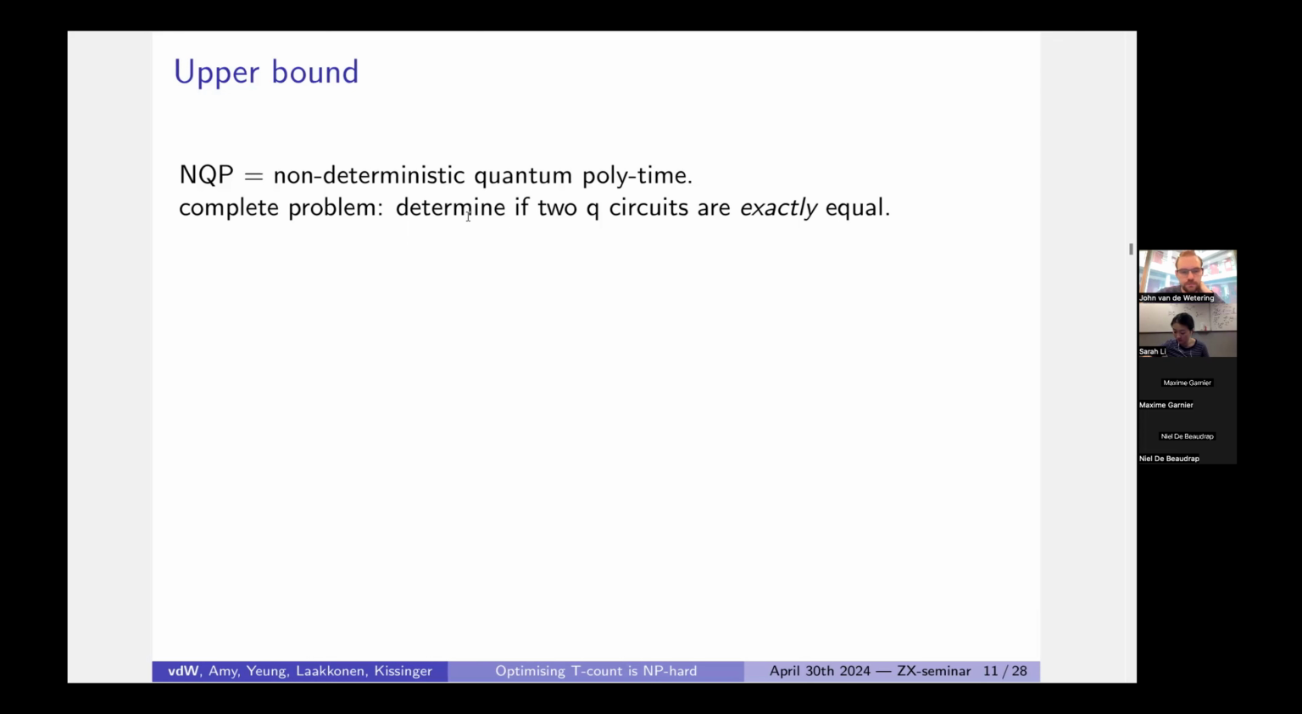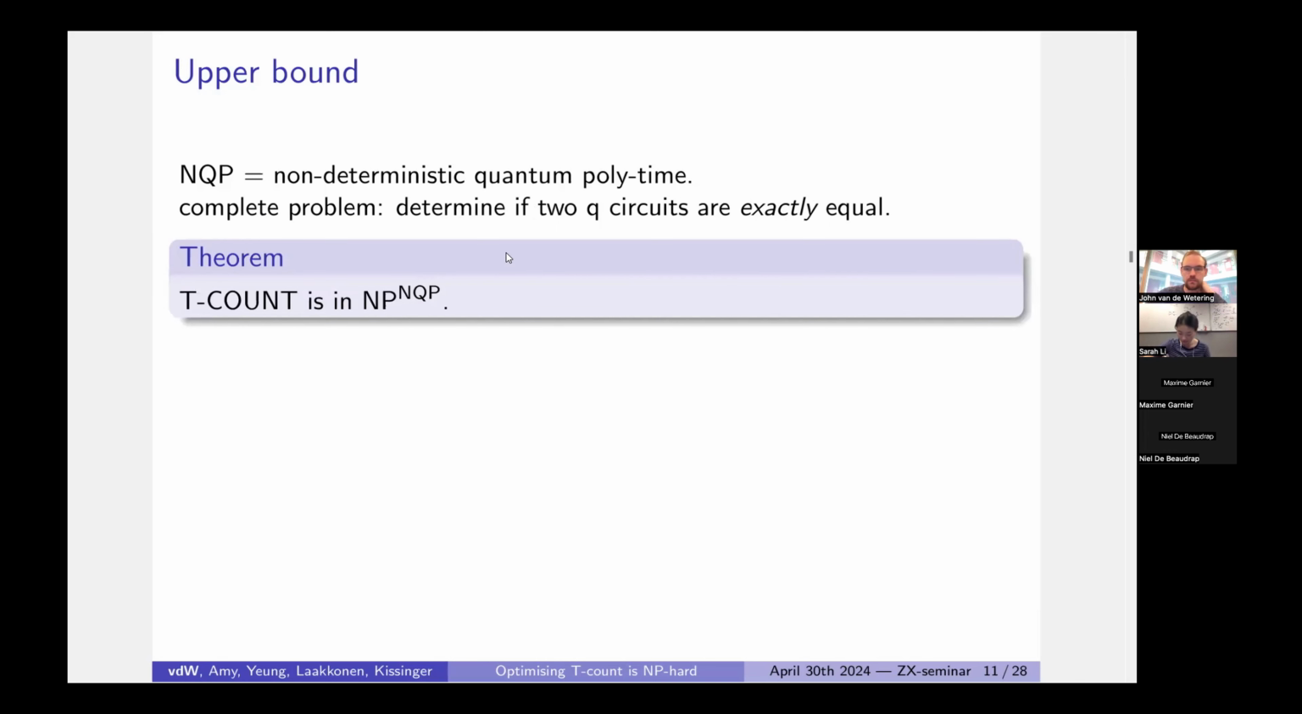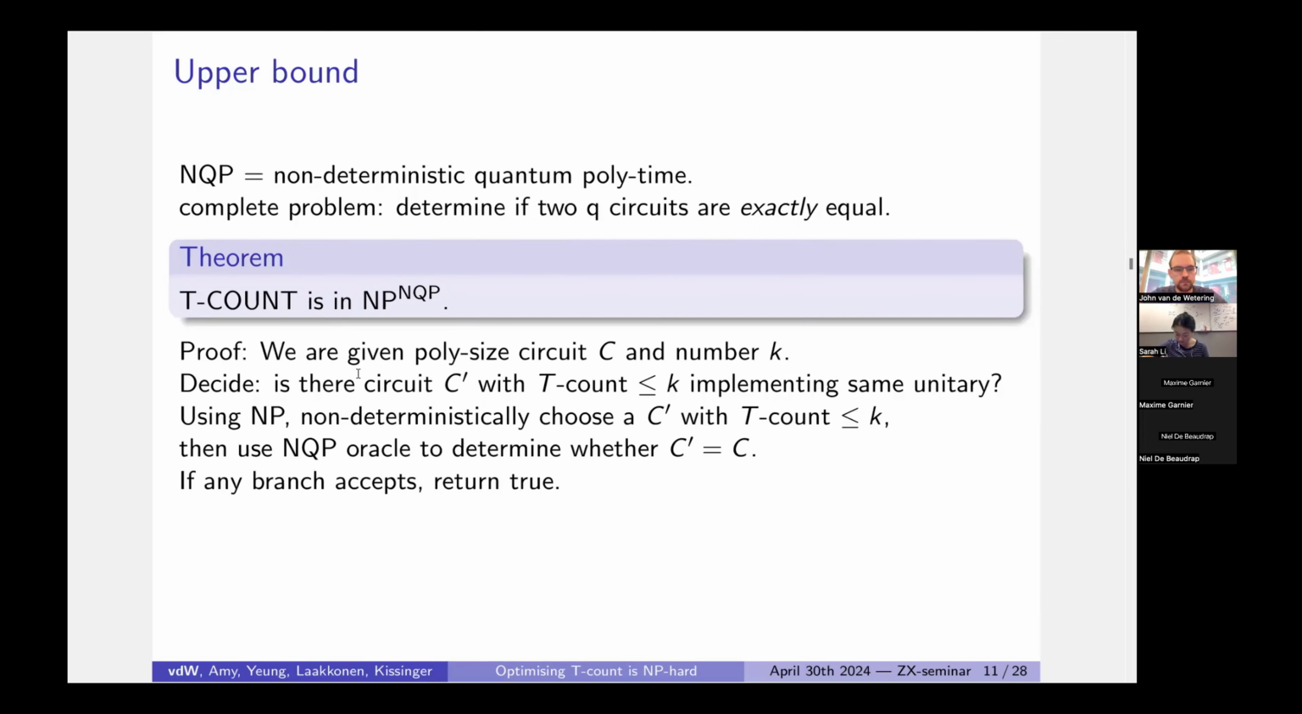And this has the following complete problem, which is determining if two quantum circuits are exactly equal. So you might be familiar with the complexity class QMA, and this has a complete problem of determining whether two quantum circuits are mostly equal, but this is asking exact equality. And so what we can show is that T count is in NP with an oracle for NQP. And the proof is also quite simple. So we need to solve T count by using something in here. So we are given some poly-sized Clifford+T circuit C and a number K. And we need to decide, is there a circuit C prime which has T count smaller than K, which implements the same unitary?